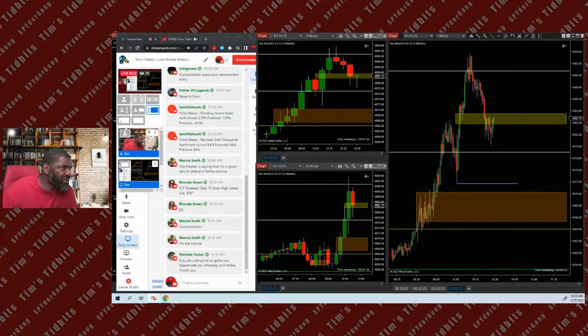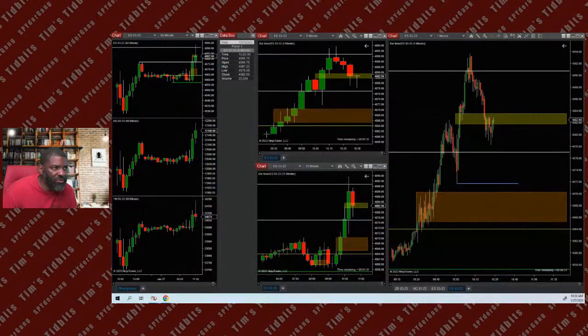Can y'all see my charts all right when I got all three screens up like that and the divergence? How does it look to y'all? Yeah, y'all can see it pretty good.